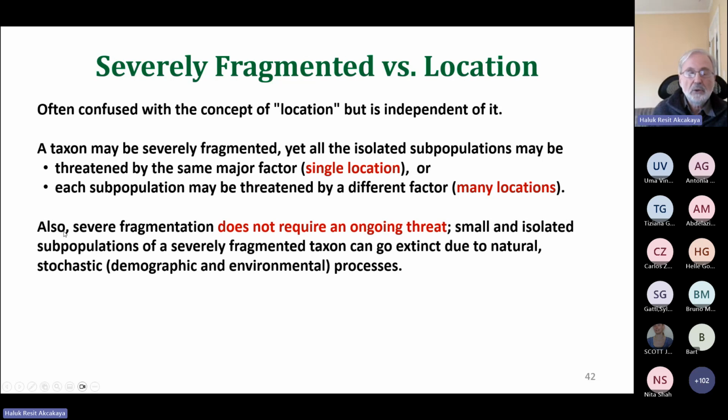Also, note that location requires a threat, but severe fragmentation does not require an ongoing threat. Whether there is a threat or not, a taxon can be assessed as severely fragmented.